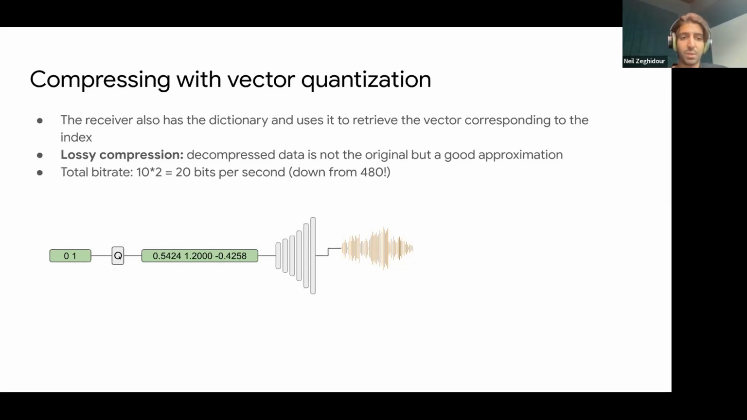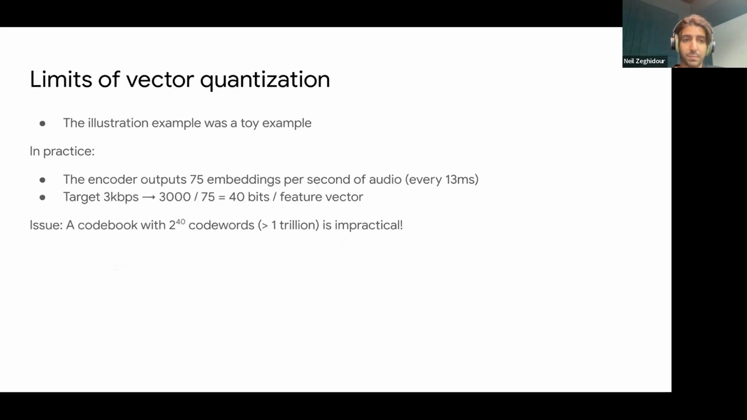What is interesting now is that before we transmitted 480 bits. Now, if we have 10 embeddings per second and for each embedding we only need to transmit 2 bits, we only transmit 20 bits, which is a huge reduction compared to 480. So this brief introduction to vector quantization, I think, allows demonstrating how quantization can drastically reduce the bitrate compared to if we didn't compress the embeddings.